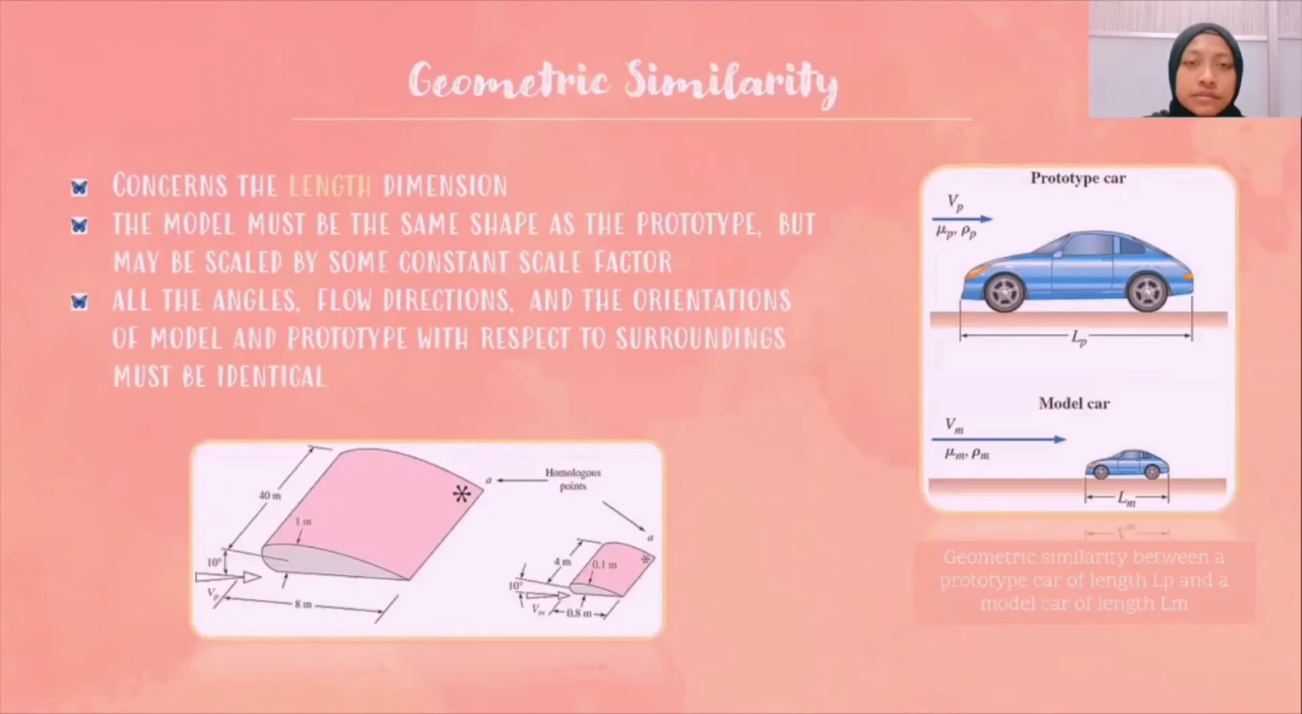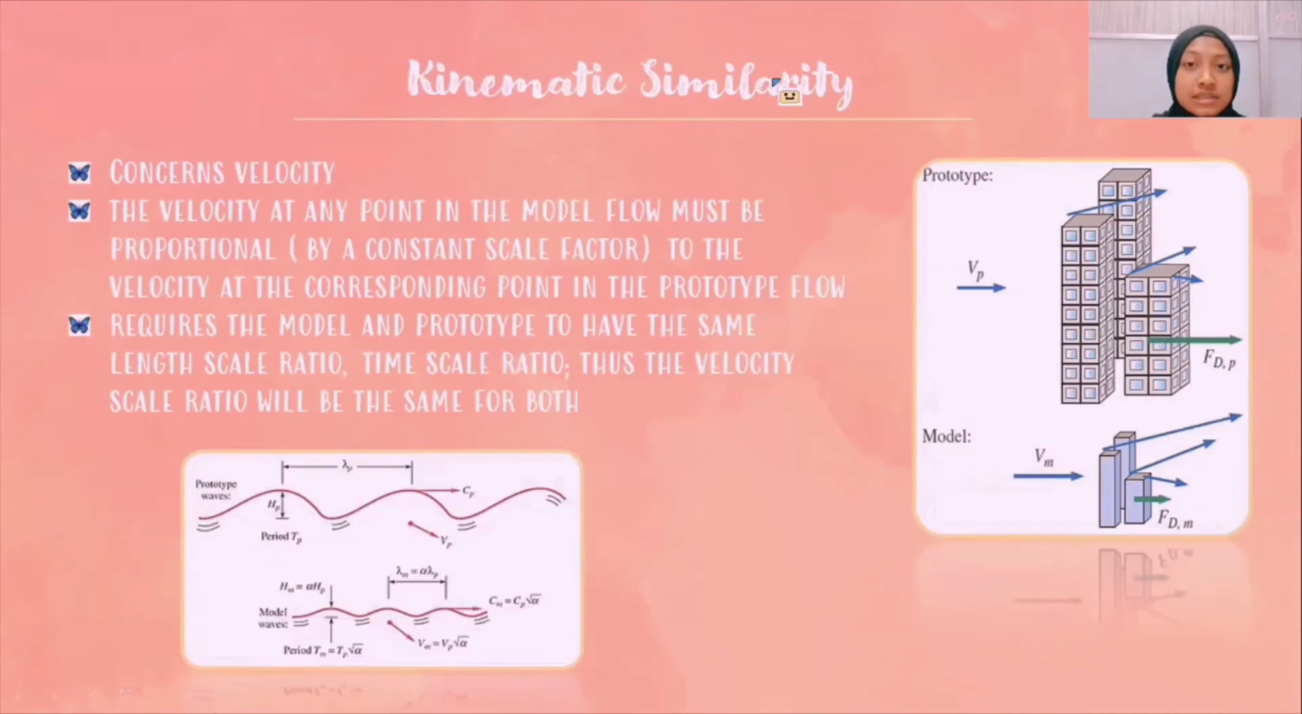First is geometric similarity. Geometric similarity concerns the length dimension. The model must be the same shape as the prototype, but may be scaled by some constant scale factor. All the angles, flow directions, and the orientations of the model and the prototype with respect to surroundings must be identical.